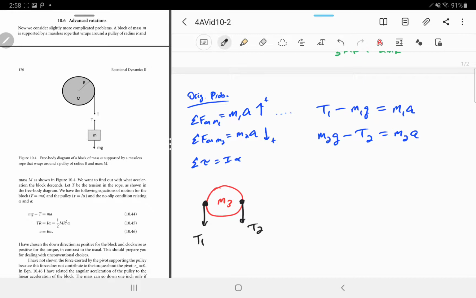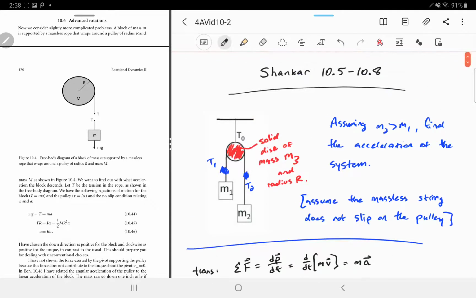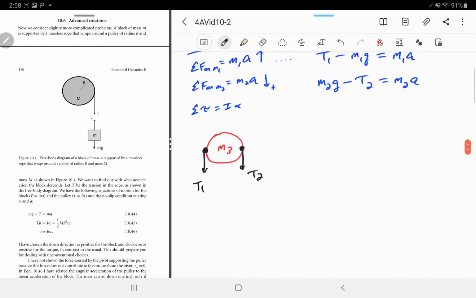So if you think about which way M3 is rotating, maybe you could pause the video at this point. Pause the video and try to make an educated guess or reason which one of these two tensions is larger. Is it T1 or T2? So let me go back up here. Is T1 or T2 larger if M2 is bigger than M1? Okay, so this mass is going to start rotating around this way, right?